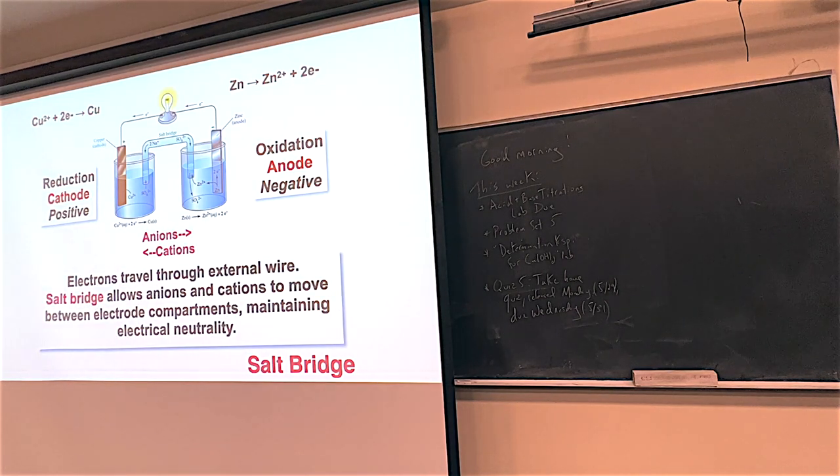The salt bridge just keeps the anions on this side going to the other side so they can start hanging out with the newly created cations, all right? And again, as long as you can keep the electrons going, pretty cool.